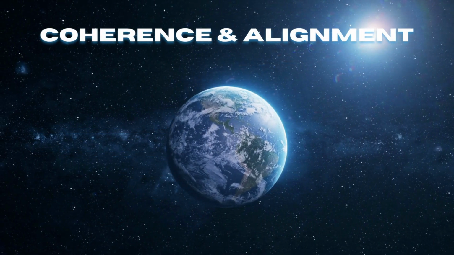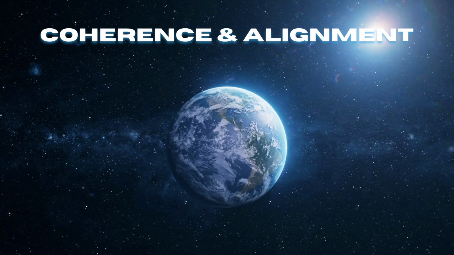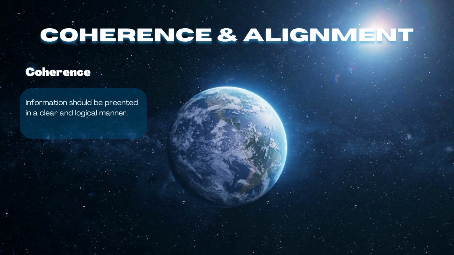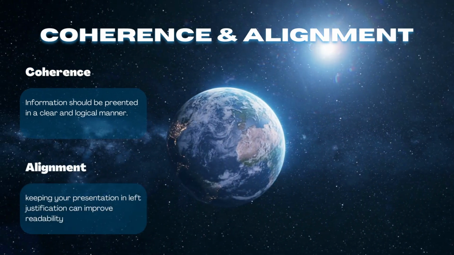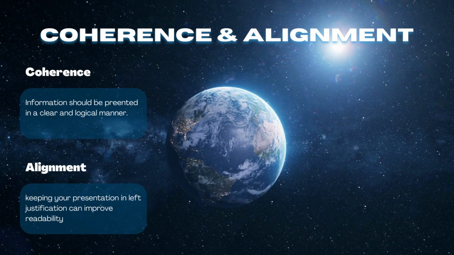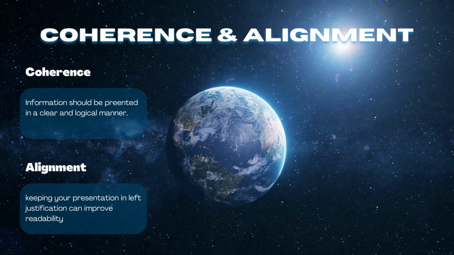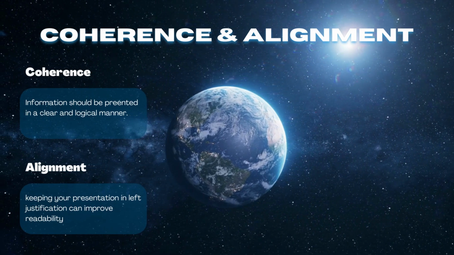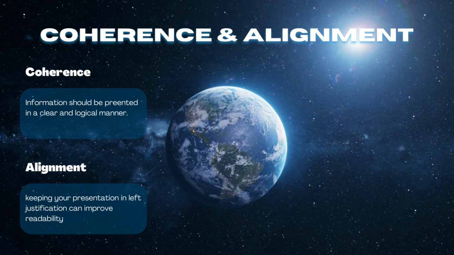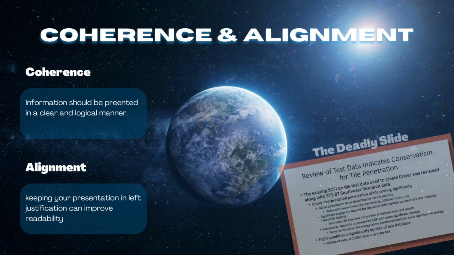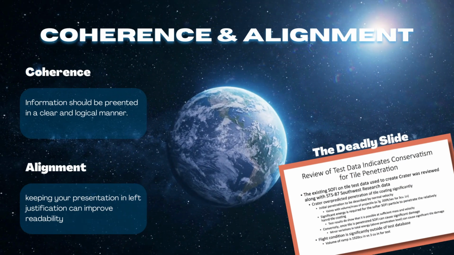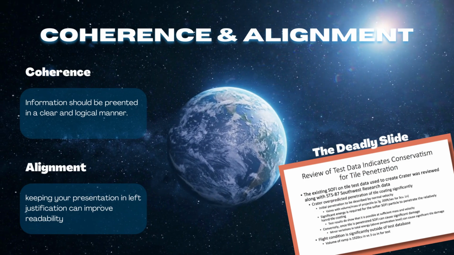Moving forward, Mayer's coherence principle advises us to present information in a clear and logical manner. Additionally, when it comes to readability, alignment is crucial. Fully centered writing, especially numerous lines of it, is more difficult to read than text that is positioned to the left or right. According to the University of Colorado, keeping your presentation in left justification can improve readability. In light of the Columbia disaster, coherence and alignment would have been crucial design strategies to effectively convey the complex message.